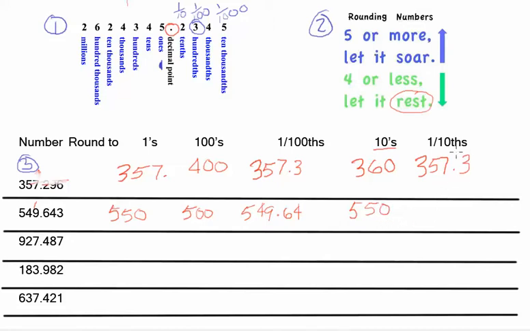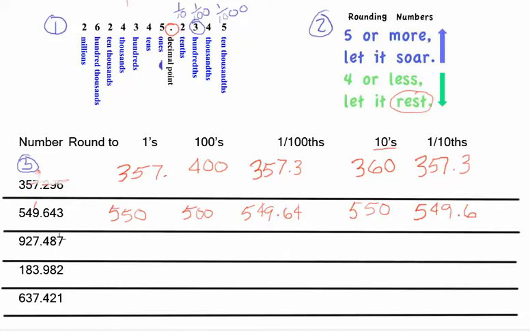All right, so now we're going to go to the tenths. The tenth spot is a 4, and we look to the number to the right, and the number to the right is a 3, so it is 4 or less, so we're going to let this one rest. So the tenths spot, we're going to have 549.6. Everybody get that right? Good. Okay, so now let's go to the next one.